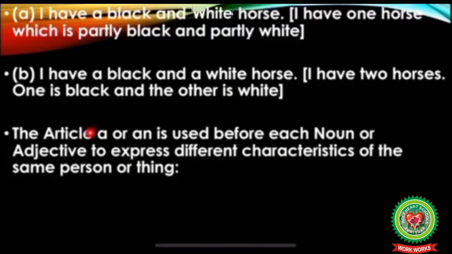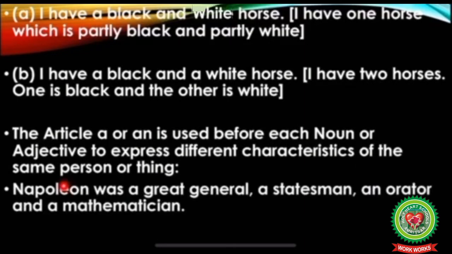The article a or an is used before each noun or adjective to express different characteristics of the same person. Now when I am talking about one person and I have to tell about his characters or his qualities, I will be using article a or an before each and every adjective. See here, Napoleon was a great general, a statesman, an orator, and a mathematician. So this means I am talking about one person who has all these qualities.